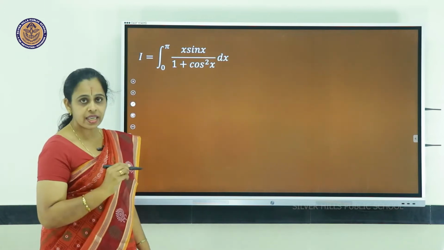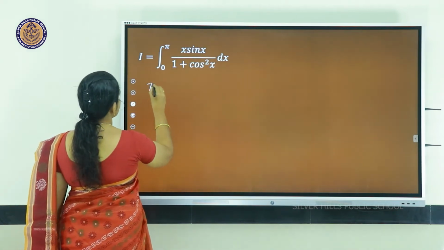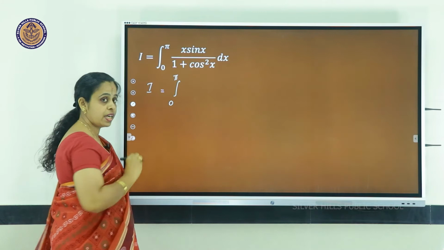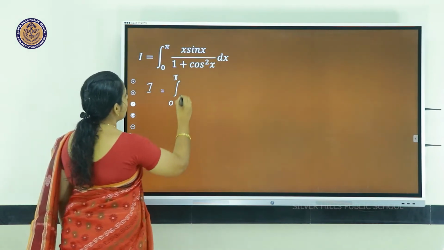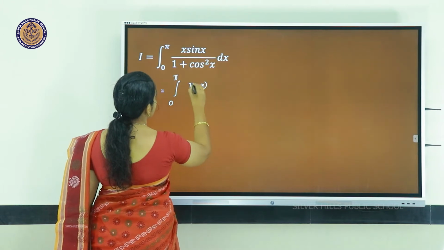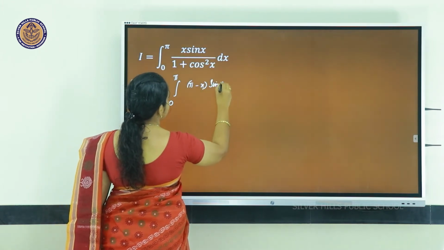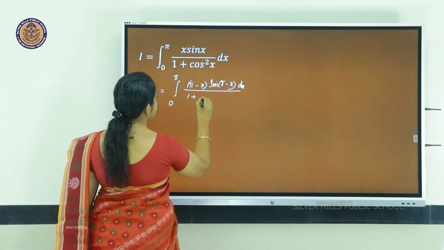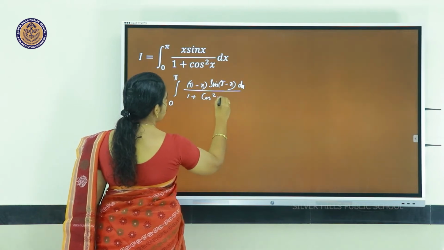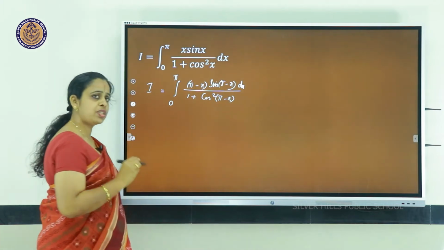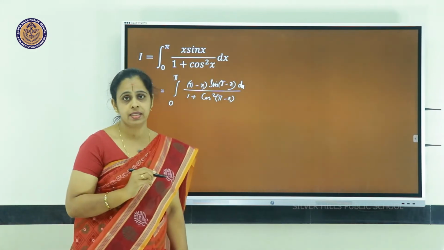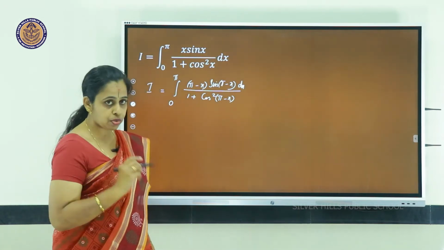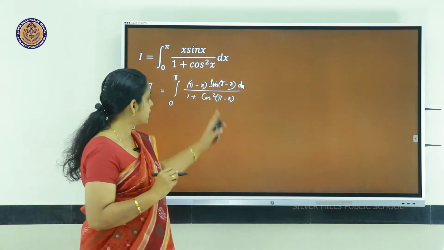Let us see. I can also be written as I equal to integral 0 to pi, where you see x we are going to apply pi minus x. Pi minus x into sin(pi minus x) dx whole divided by 1 plus cos square(pi minus x). Now, what is pi minus x? 180 minus x means it is lying in quadrant number 2. In quadrant 2, sine is positive. Sin(pi minus x) will be sin x, numerator.